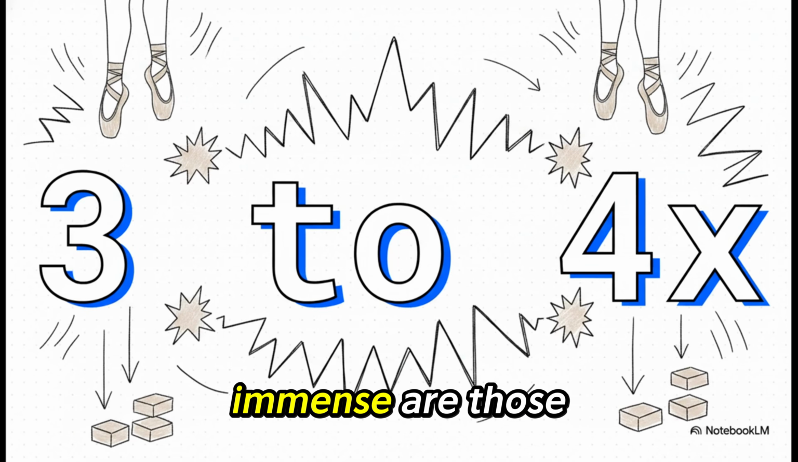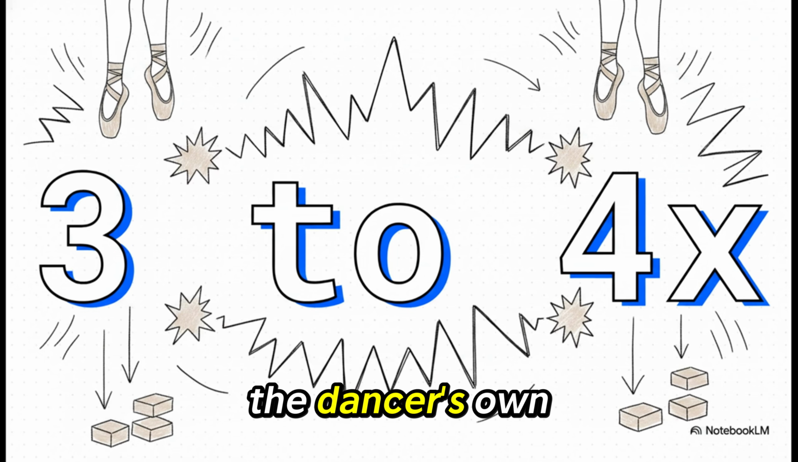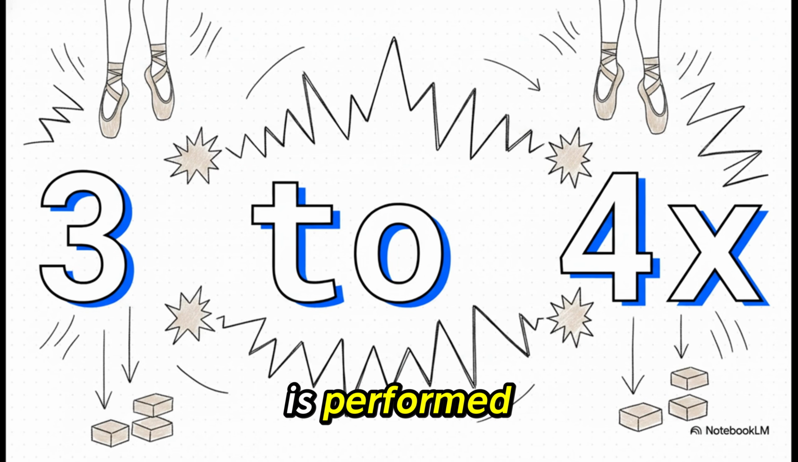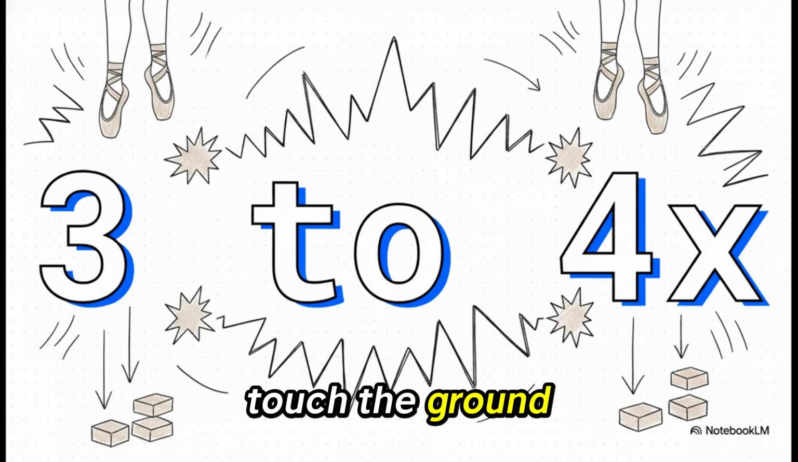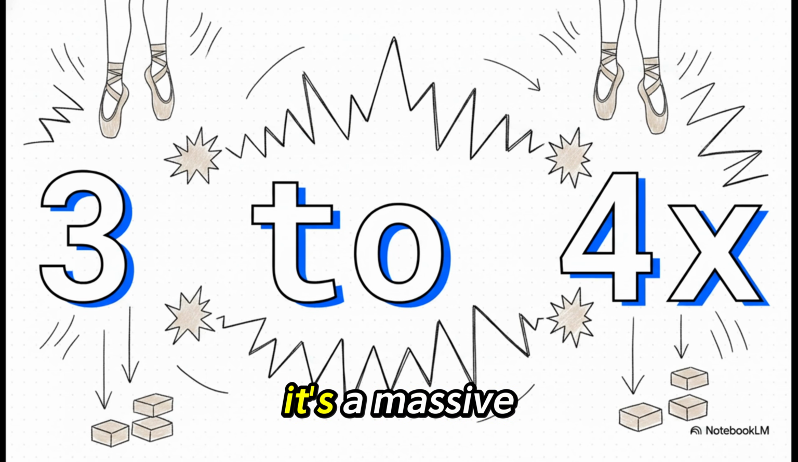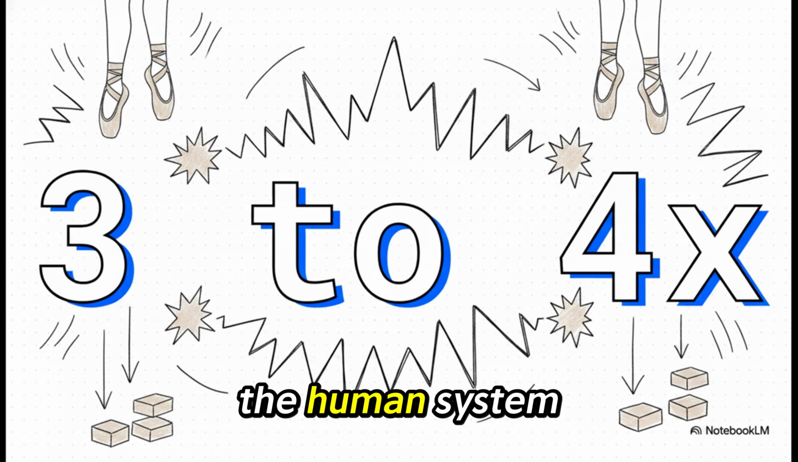And just how immense are those forces? We're talking 3 to 4 times the dancer's own body weight, because the dance is performed entirely on the toes and the balls of the feet, which is what we call the demi-point. Every single time a dancer lands a vertical jump, they are forcing their body to absorb 3 to 4 times their body weight entirely through the front of their feet. Just imagine jumping and landing heavily without ever letting your heels touch the ground to dissipate that kinetic energy. It's a massive, continuous shock to the human system.